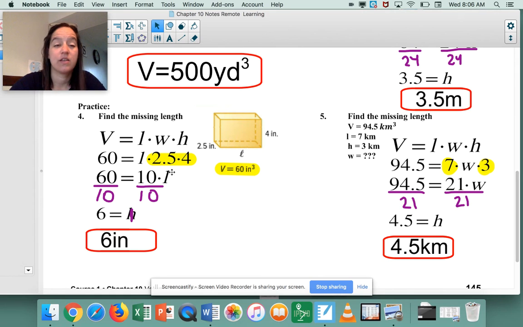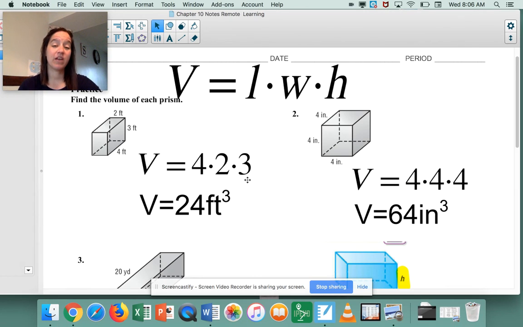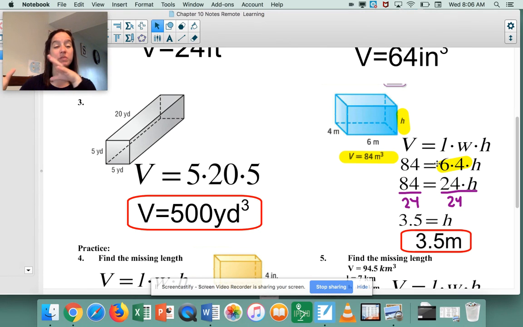All right, so this is volume. So just to recap, if I'm looking to find volume, I'm using this formula. Actually, I'm going to be using this formula the whole day, but I get to just plug in my length, width, and height. If I'm finding a missing side, I have to multiply my known pieces, and then I can use division to solve for the missing one.